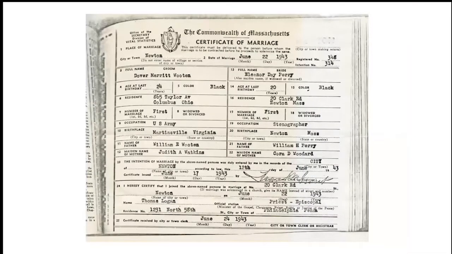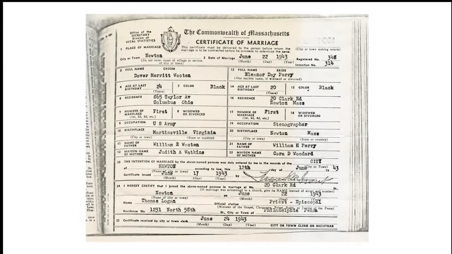Now, marriage is another one here. Let's go back here. Okay, we skipped over one. Now, this comes out of the marriage book in the Commonwealth of Massachusetts. This is listed for the date of marriage, June 12, 1943. It's between my father-in-law and mother-in-law, Dover Wooten and Ella Day Hay Perry.